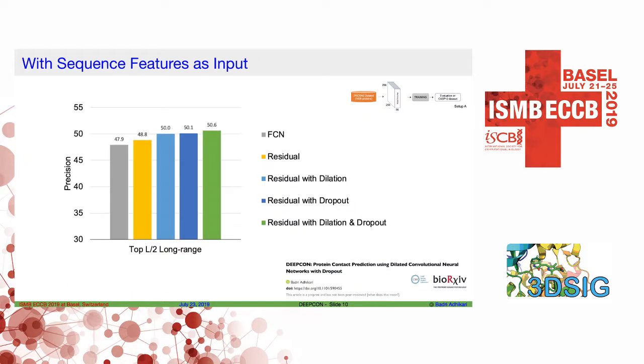Same thing with sequence features as input. So a residual network is better than a fully convolutional neural network, and residual networks with dilation perform better than residual networks, and residual networks with dropout perform slightly even better than residual networks with dilation, and then combining dilation and dropout actually significantly improves the performance. Once again, this is only in top L by 2, so if we look into more contacts, that is evaluate top L or even all medium range or long range contacts, this improvement is much more amplified.